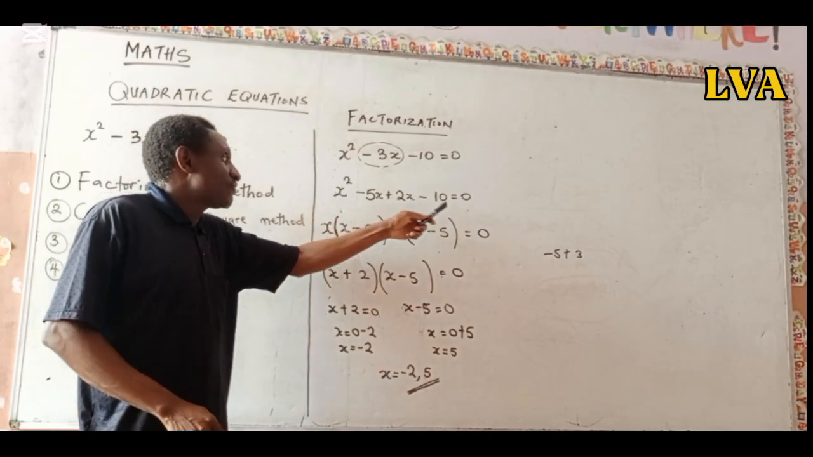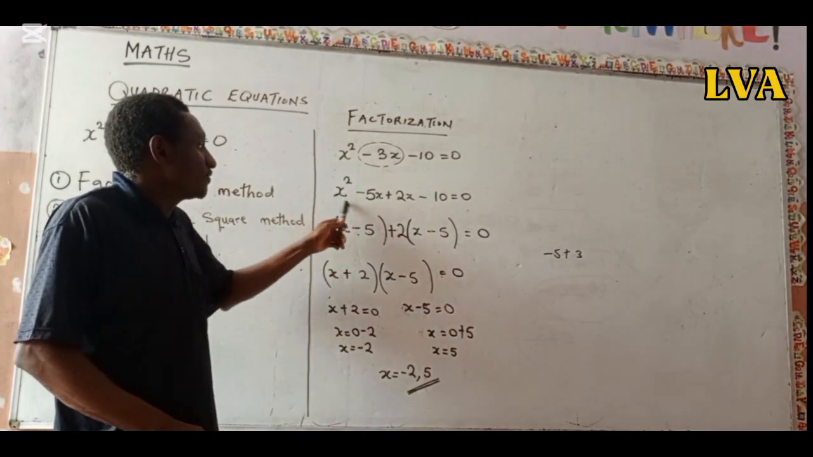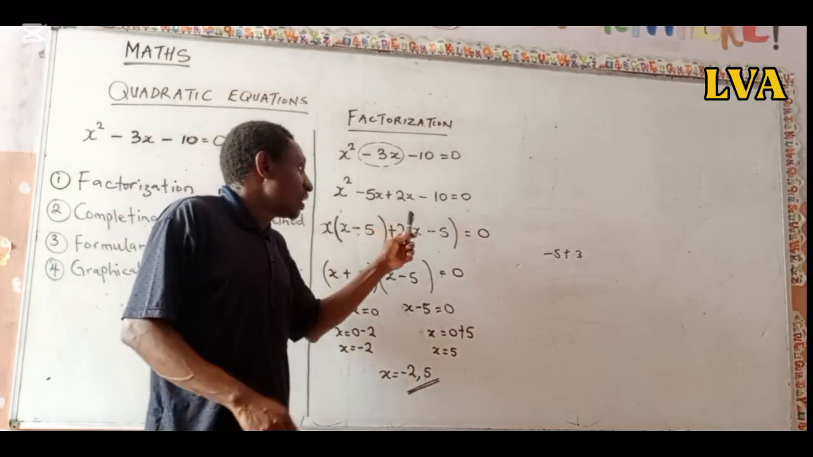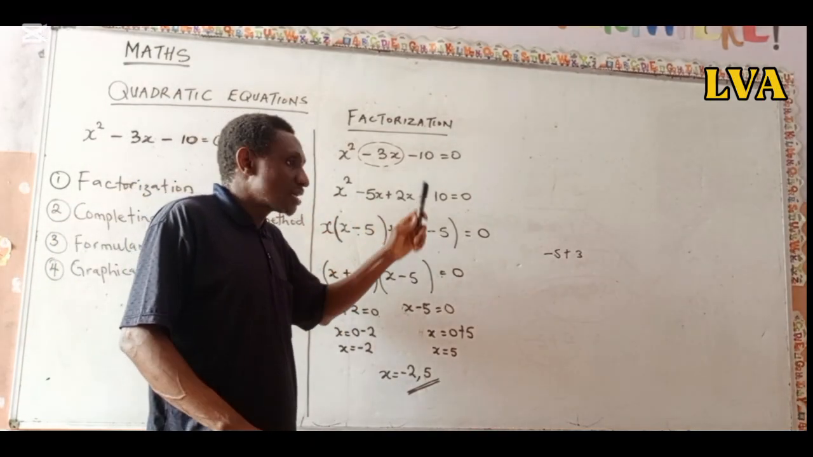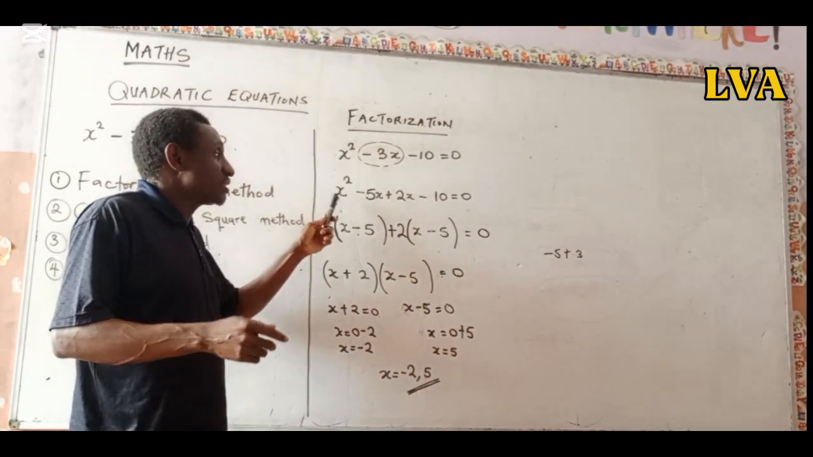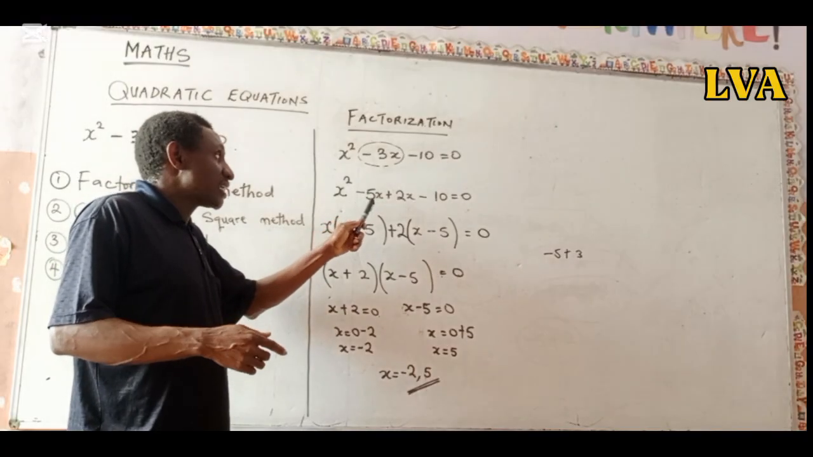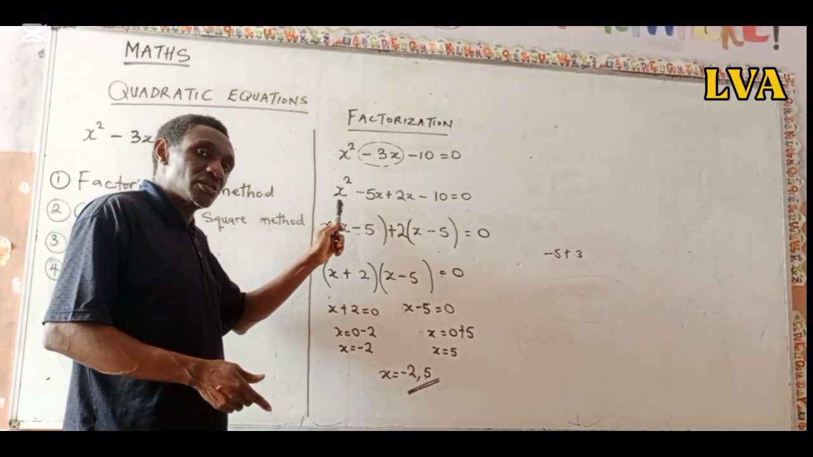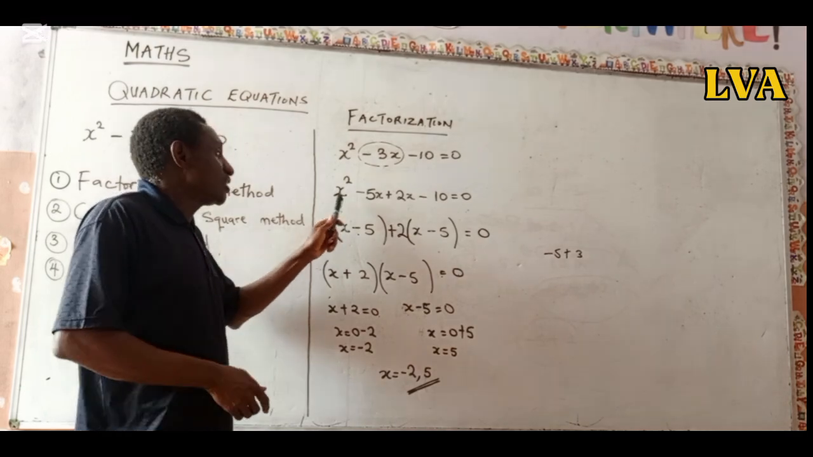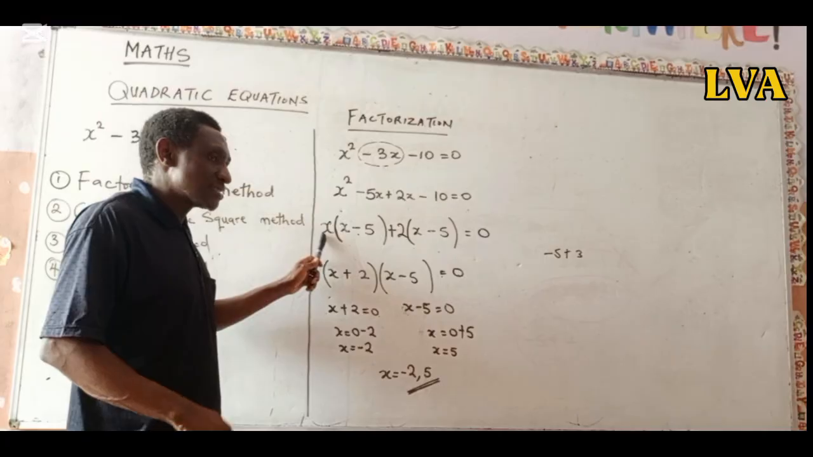We now have 4 terms here: the first term, second term, third term, and fourth term. The first two terms are x squared and minus 5x. The second two terms are plus 2x and minus 10. From the first two terms, I will bring out what is common. You can see in the first term I have x squared, and in the second term I have also x. So it means I can find x in the first term and find x in the second term. So x is common in both the first and second term.